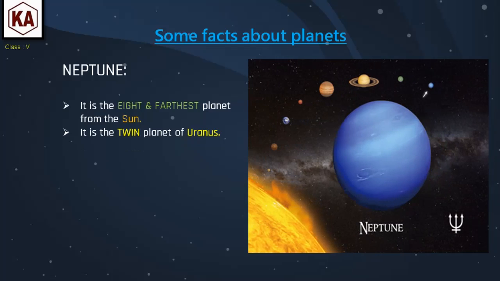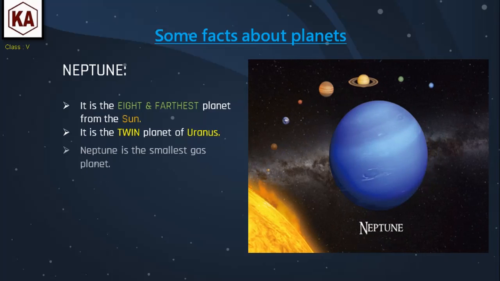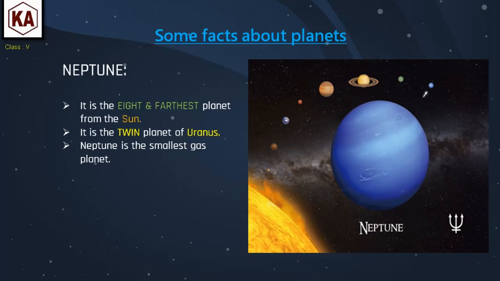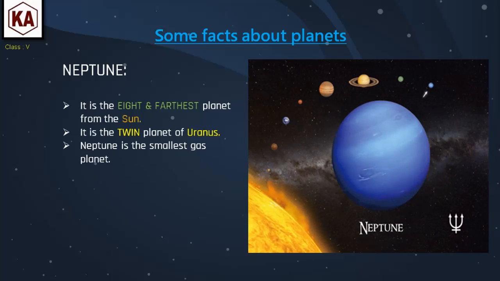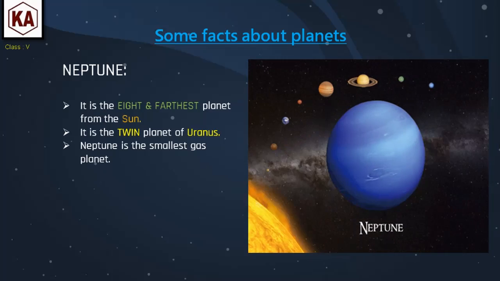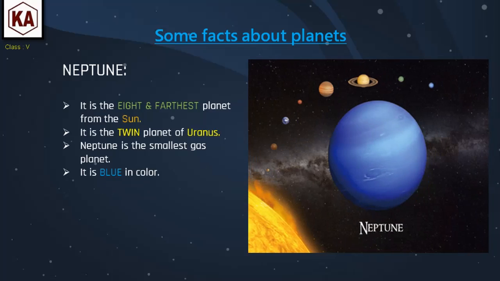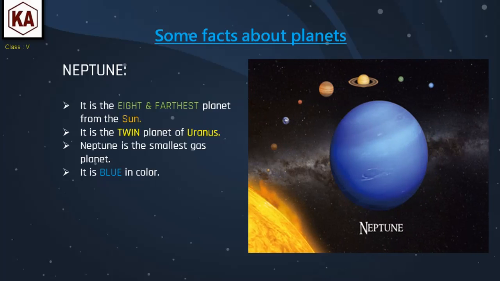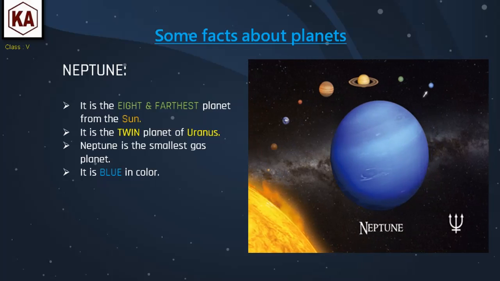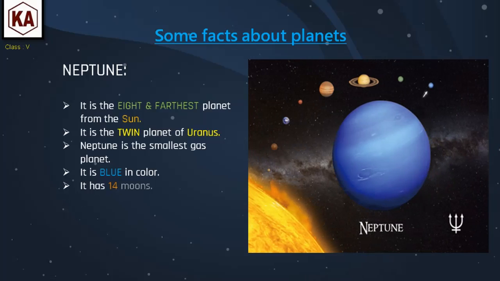It is actually known as the twin planet of Uranus because they both have this beautiful blue color because they are the coldest. Neptune is the smallest gas planet, but it's not as small as our inner planets. Okay? Among all gaseous planets, it is the smallest. Its blue color is actually referring to the ice particles it has. Okay? It has 14 moons.